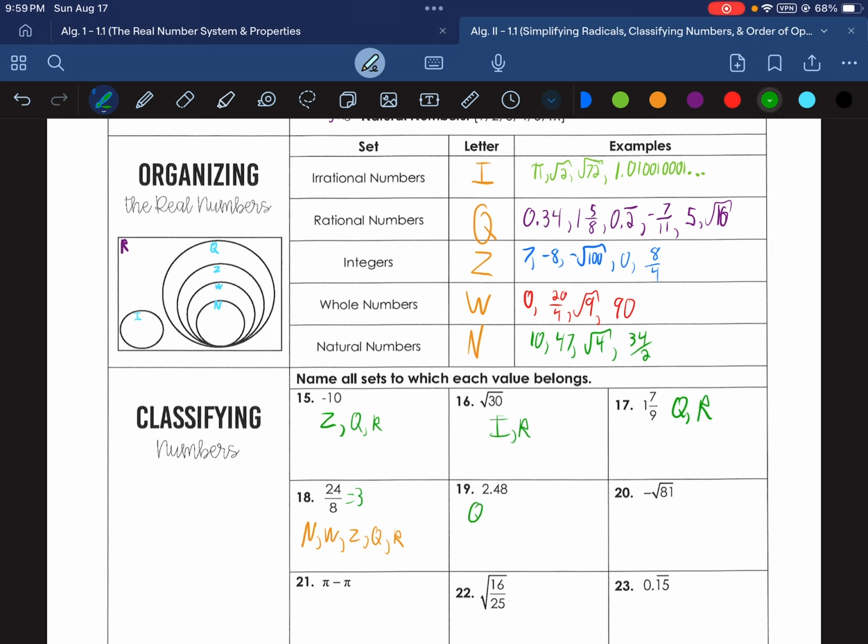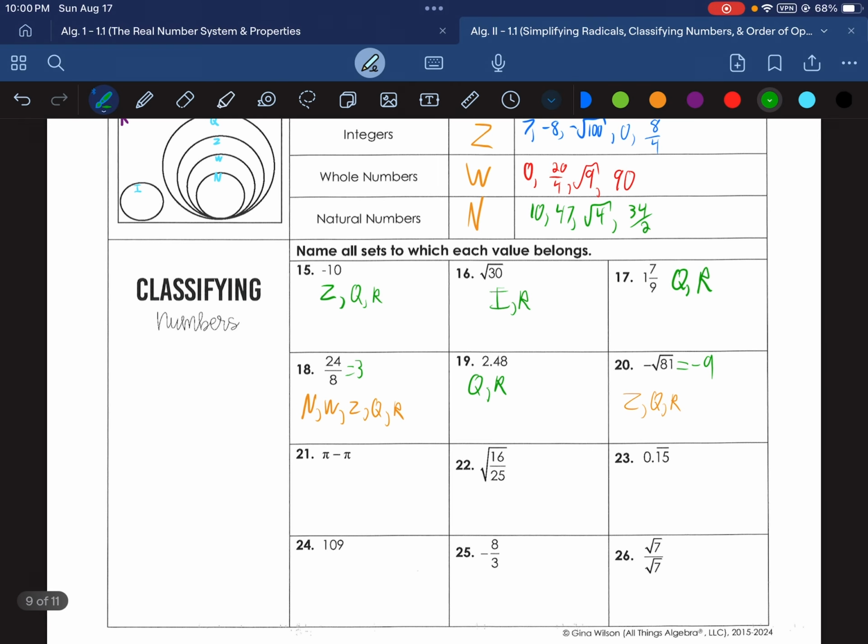2.48. That is a decimal that ends, so it's rational and real. Negative square root of 81. Well, the square root of 81 is 9, so it's -9, meaning it's an integer. Since it's an integer, it's also rational and real. 21, pi minus pi. Well, even though pi is irrational, anything minus itself is 0. And 0 is whole. That's an integer, it's rational, and it's real.